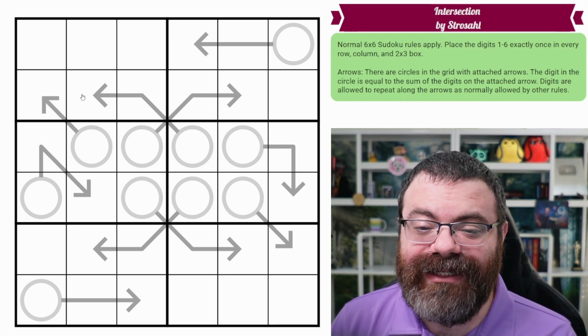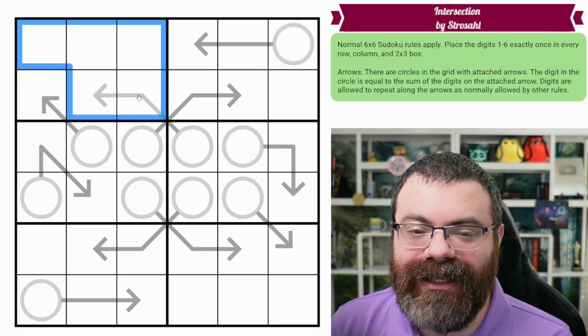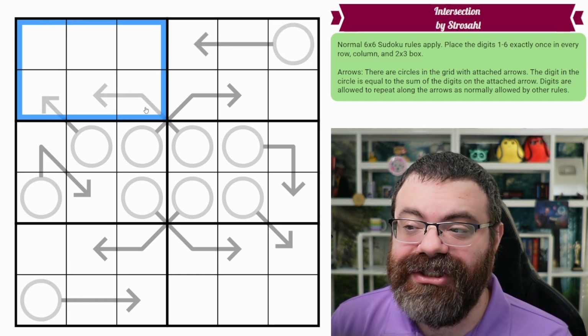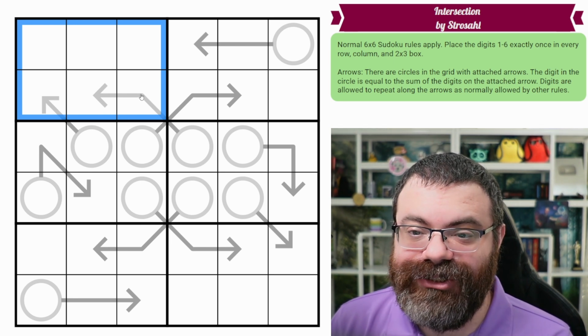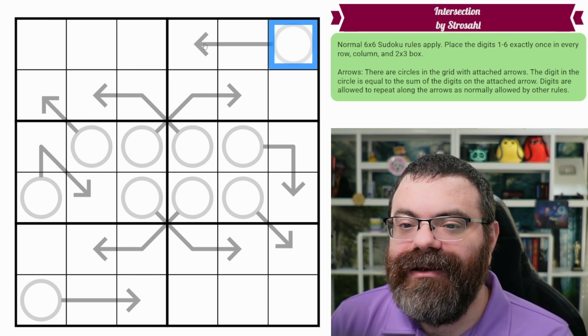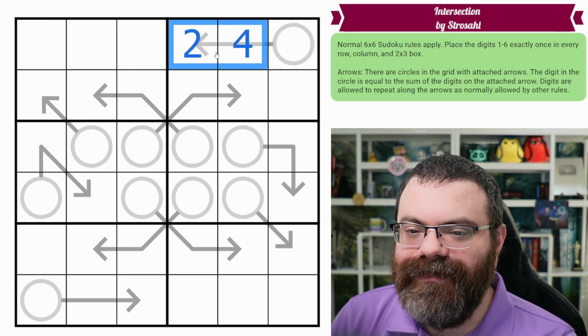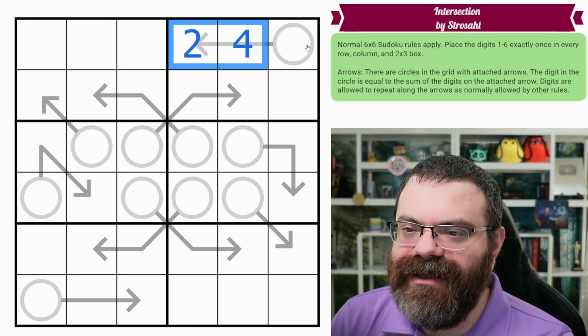We've got normal 6x6 Sudoku rules, which means in every row, every column, and every 2x3 box, we are placing the digits 1 to 6 exactly once each. We also have arrows in the grid. They're attached to circles. Whatever digits go on the arrows, let's say this is 2 and 4, you add those up, and the sum of them goes in the circle.